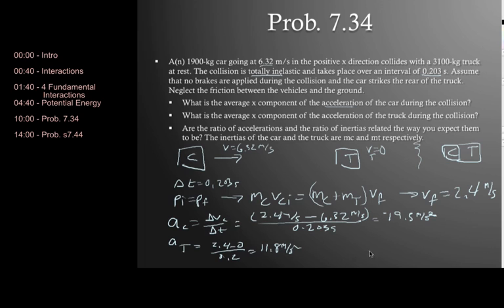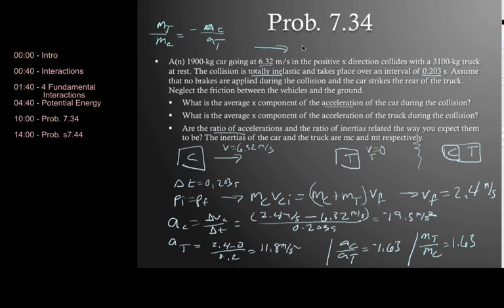So then, what is the ratio of these accelerations? So a_C over a_T, 1.63. I could also look at how the masses are related to each other. Let's look at the mass of the truck over the mass of the car, since the truck is more massive. This also gives me 1.63. So what this tells me is that mass of the truck over mass of the car is equal to minus acceleration of the car over acceleration of the truck.